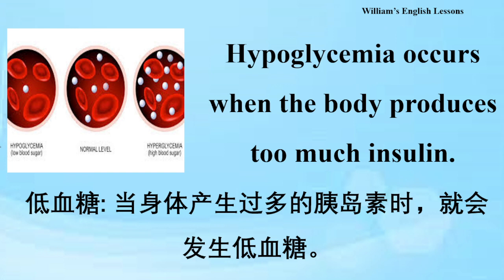Now the picture here shows both hypoglycemia and hyperglycemia. On the left is low blood sugar or hypoglycemia. The white is the blood sugar and the red is the red blood cells. We can only see one white dot versus 5 white dots in a normal blood sugar. But we see an excess number of white dots in the picture on the right, signifying high blood sugar or hyperglycemia.